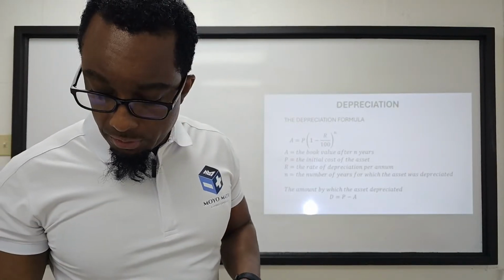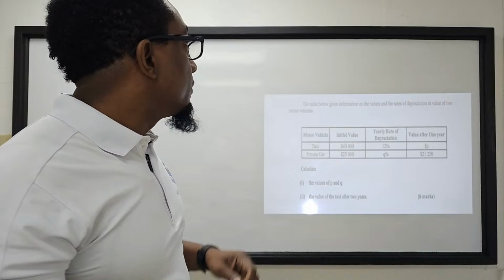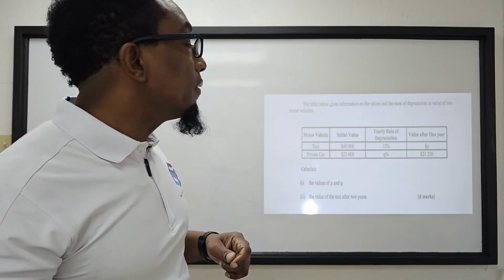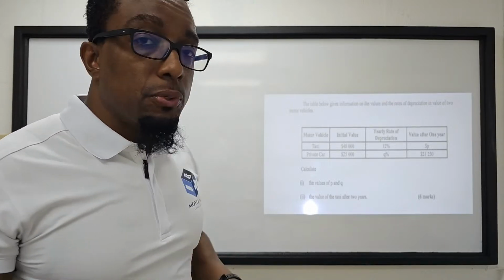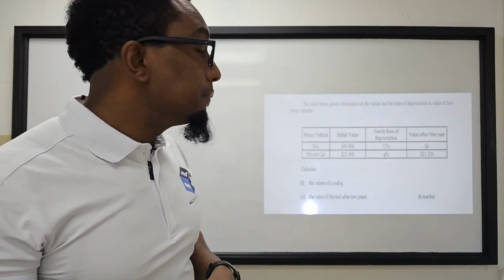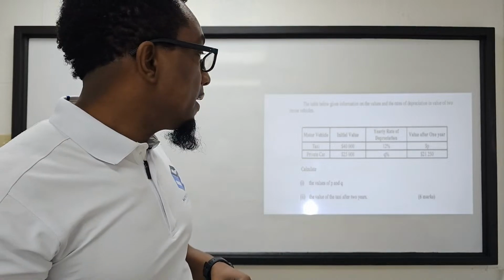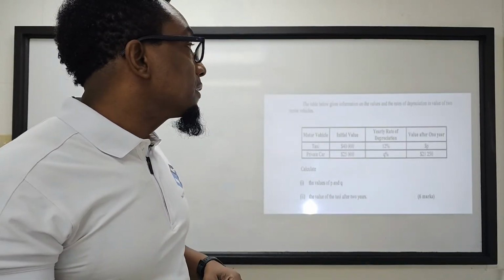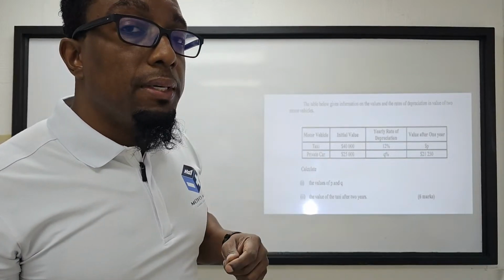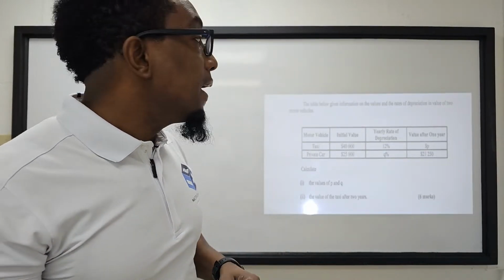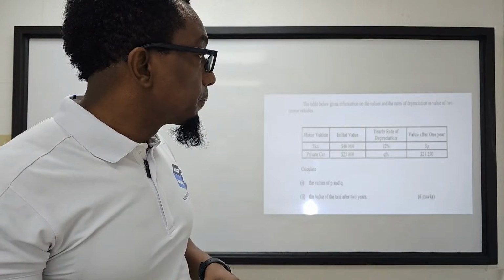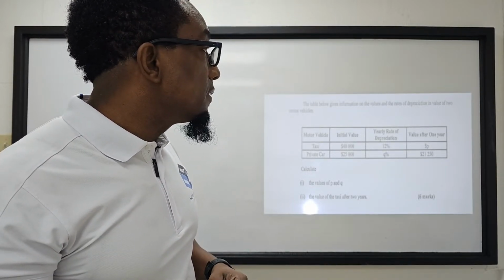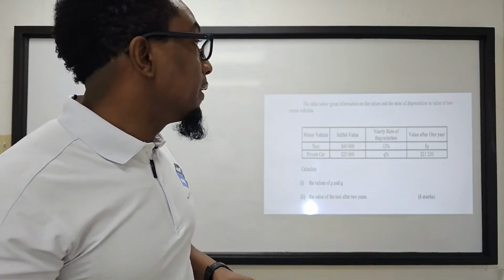So let's look at this question. The table below gives information on the values and rates of depreciation in value of 2 motor vehicles. So of course, motor vehicles certainly will depreciate in value. We have a taxi, we have a private car. So they want us to find the values of P and Q. So let us find P, which is the value after 1 year, your depreciated value after 1 year. What is the book value after 1 year?